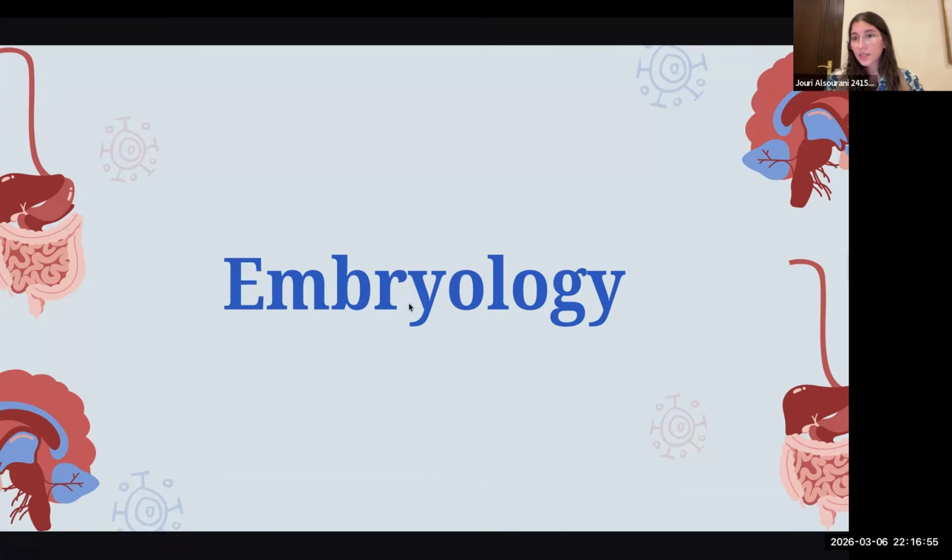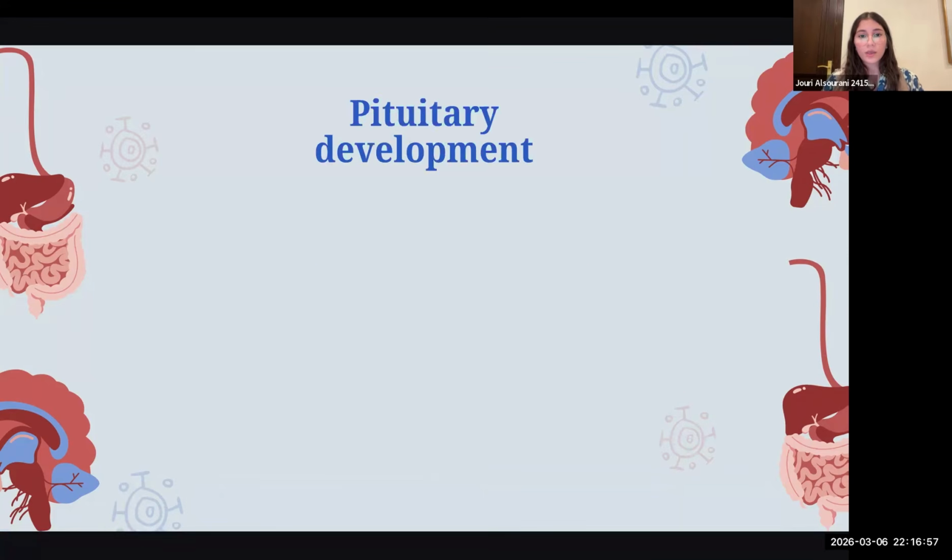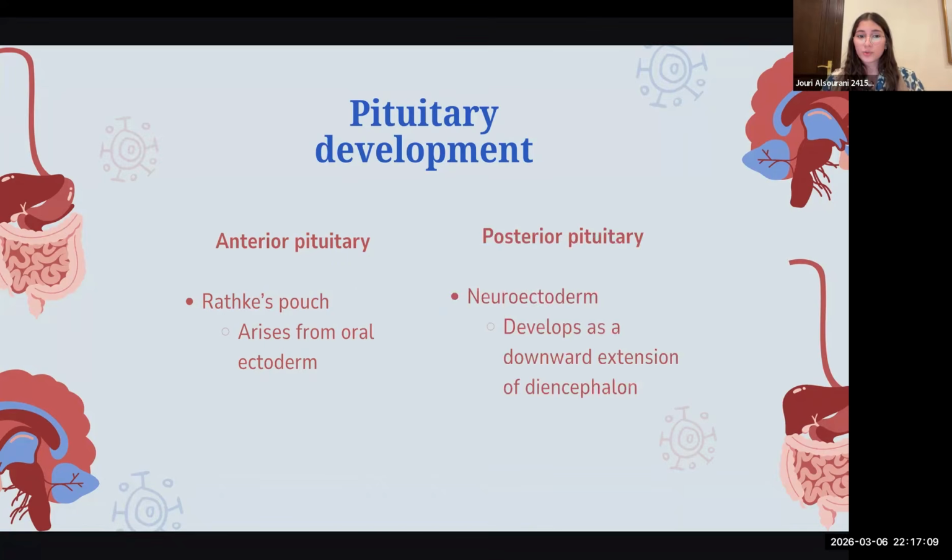Now we're going to be discussing the embryology. For the development of the pituitary, the anterior pituitary and the posterior pituitary are developed from 2 different parts embryologically. The anterior pituitary will come from Rathke's pouch, which is a part of the oral ectoderm. The posterior pituitary will come from neuroectoderm, which develops as a downward extension of the diencephalon. I believe you guys are going to have a more detailed PAL session on embryology, but I'll go through this quickly.